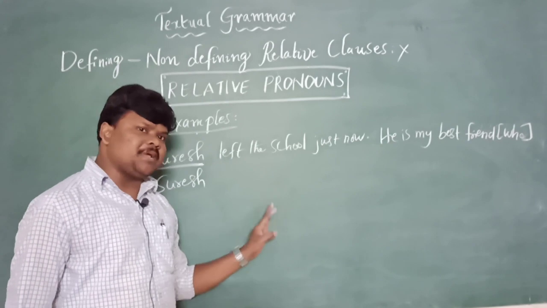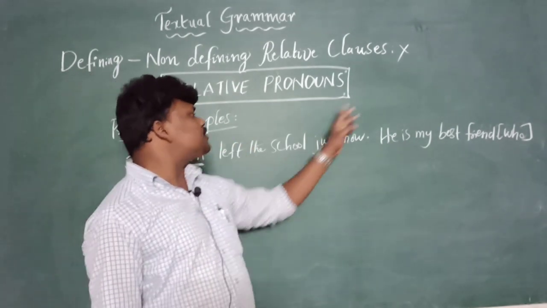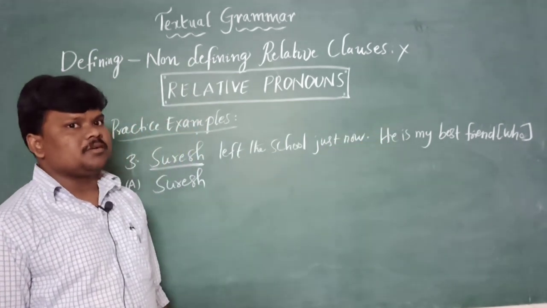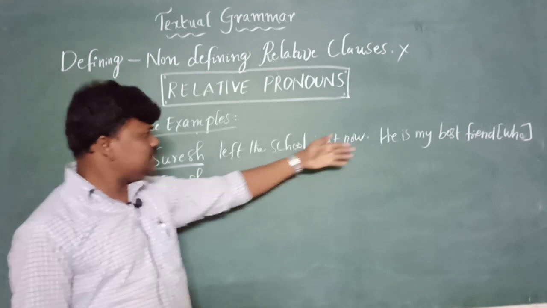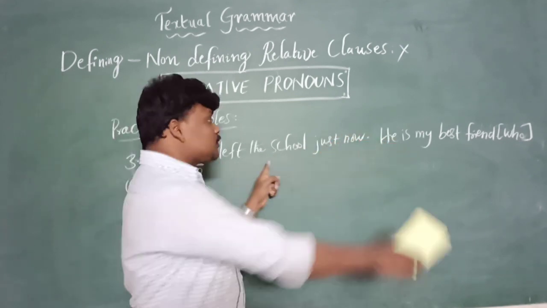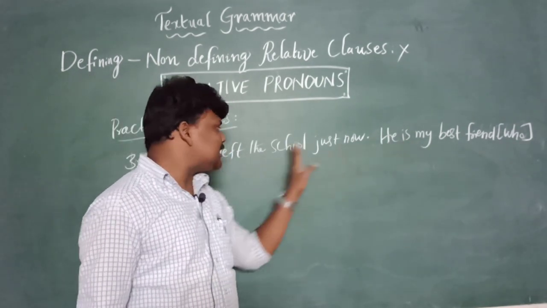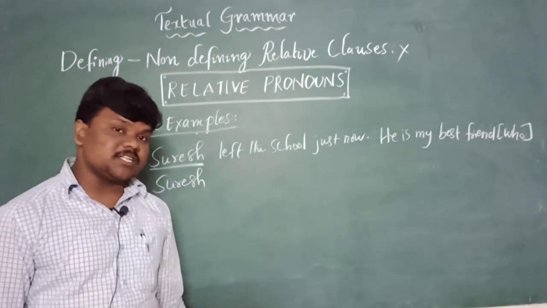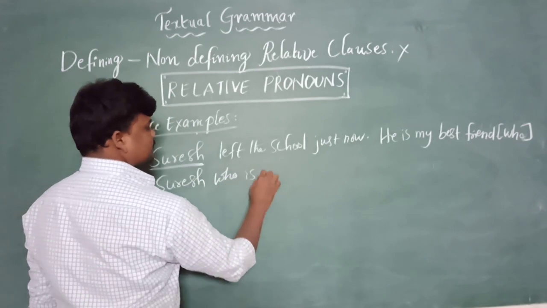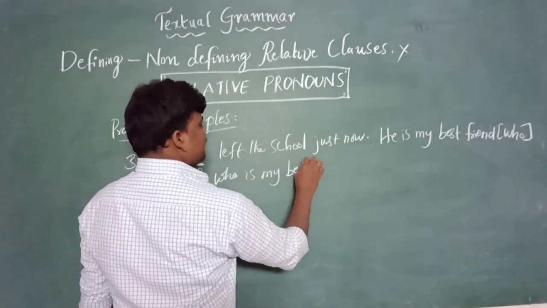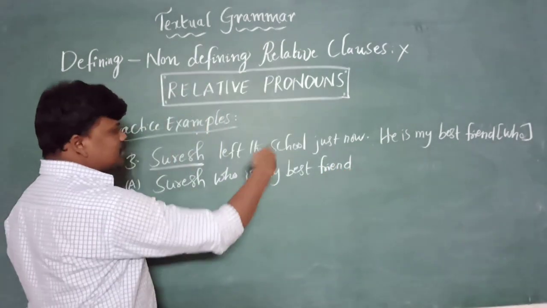Sometimes, according to the meaning, we need to interchange the second sentence into first place and the first sentence into second place. Based on the meaning of the two sentences, we need to write the first sentence this way and the second sentence this way, based on the situation. So, Suresh, who is my best friend?